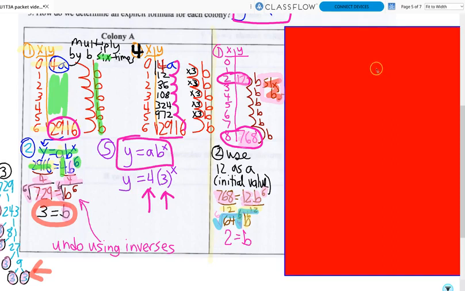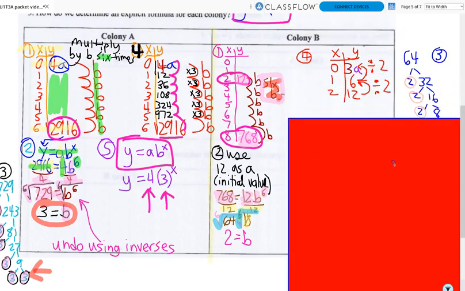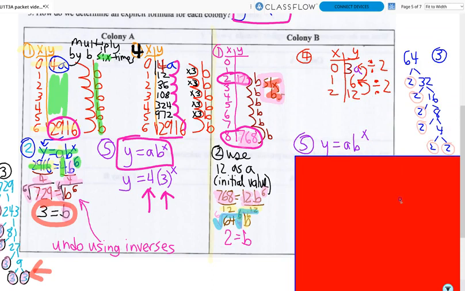So let's see if I can find my factor tree. Here it is. 64 divided by 2 is 32. 32 divided by 2 is 16. 16 divided by 2 is 8. 8 divided by 2 is 4. And 4 is 2 times 2. So I've got 1, 2, 3, 4, 5, 6 2's multiplied by each other. Therefore, the 6th root of 64 is 2. That is my b value.